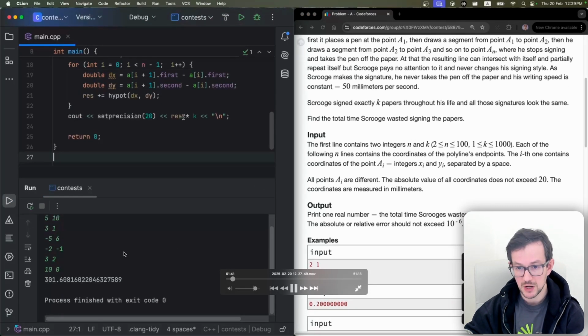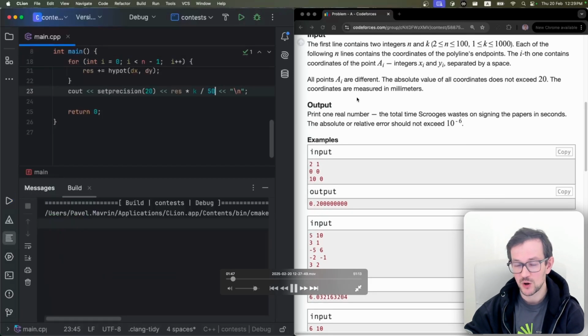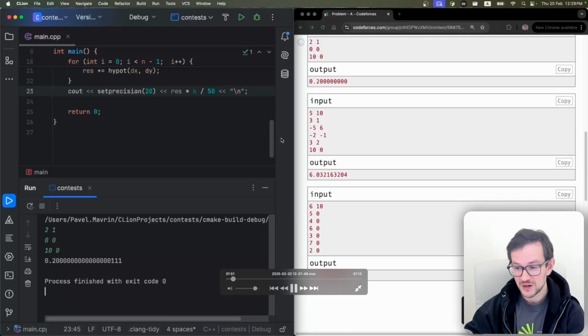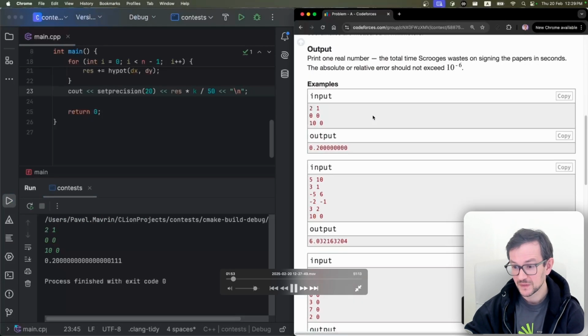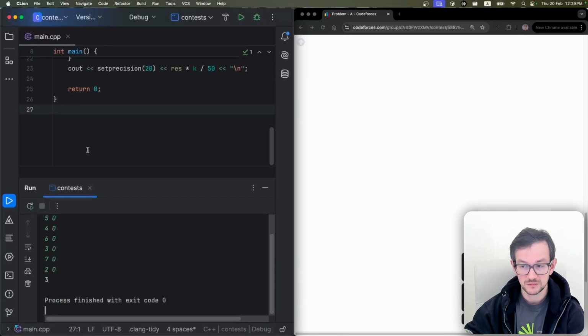And you can see here I missed something. I quickly checked what I missed. So I don't need to output the length, I need to output the length divided by 50. So I divide the length by 50, and that's it. That's problem A.